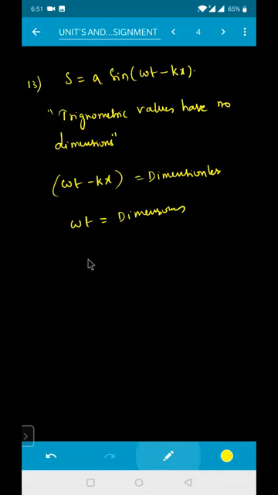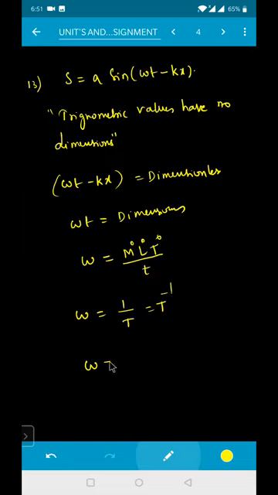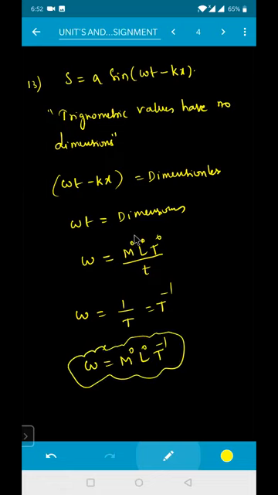Omega t is dimensionless. That means omega will be equal to, dimensionless means M0 L0 T0 divided by T. So the dimension of omega will become 1 by capital T, that will be equal to T power minus 1. So the dimension of omega will become M0 L0 T power minus 1. Is that clear?